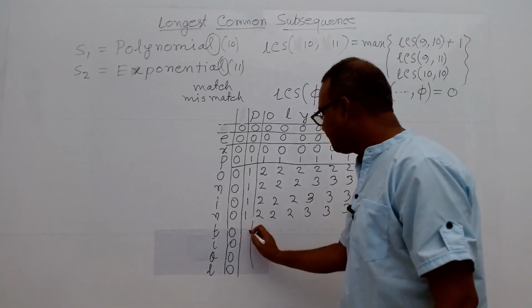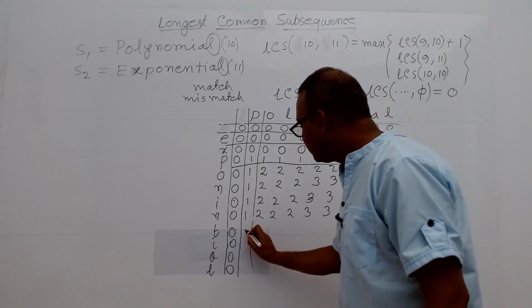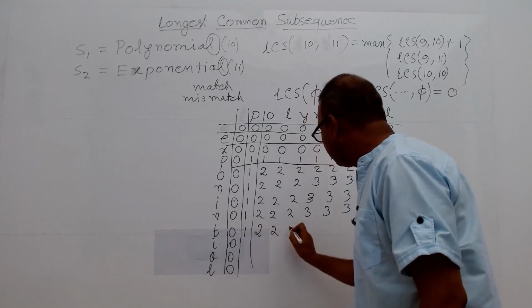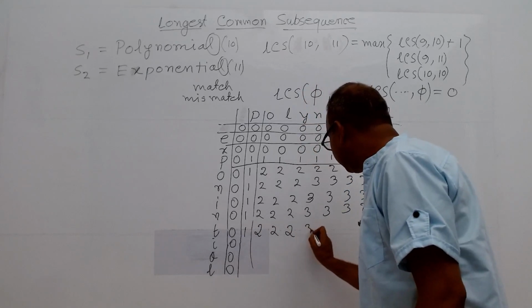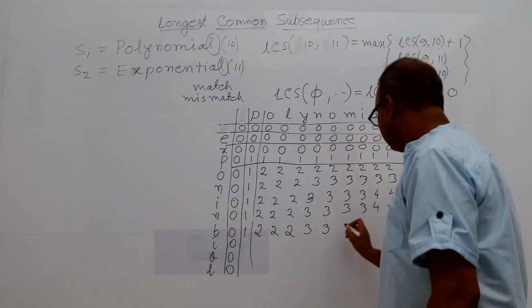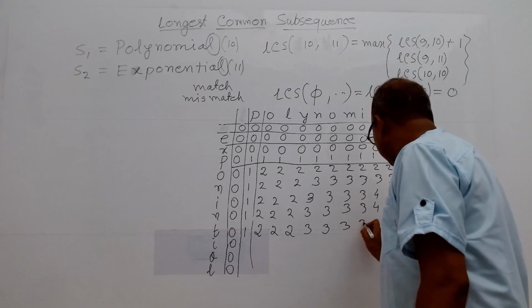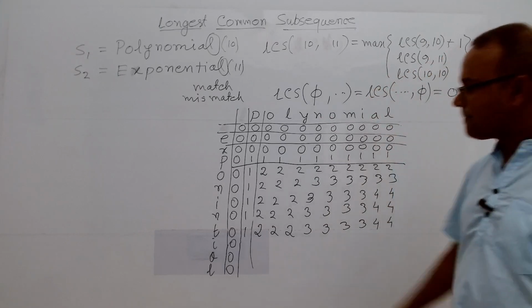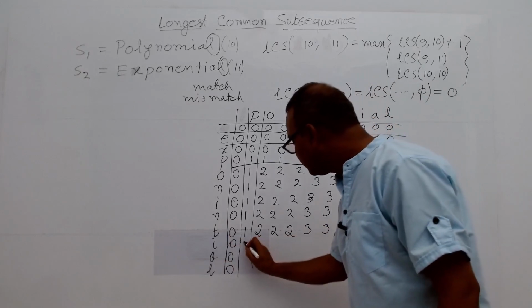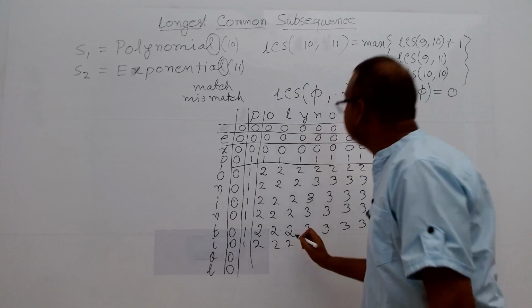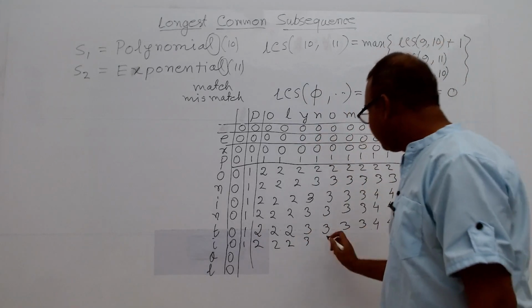Now T, for T, it is 1, this is 2, and then 2, 2, 3, 3. Is there any T? No. So I don't need to bother about anything. Just write all these values. I, 1, 2, 2, 2, 3. Is there I? I is here.